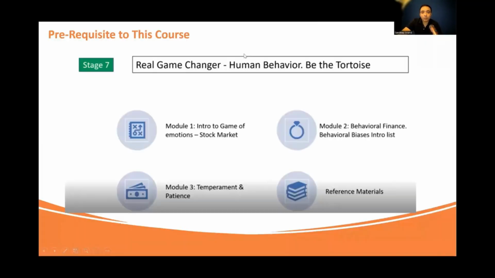So what is a prerequisite to this course? It's a real game changer, as I said. Human behavior: be the tortoise. There is a reason why I'm calling it be the tortoise in the game of investing, because that's what wins the race. Now this is a good module to revisit.